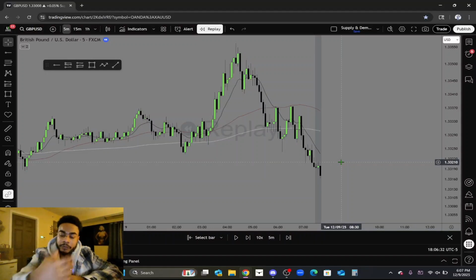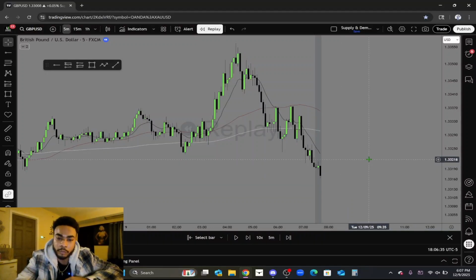So this is December 9th, 2025, and this is today's trade breakdown. Today we were trading GBPUSD. This is on the 5-minute. Right off the bat, when I woke up around 7:30, 7:40ish, I saw that price was coming up.